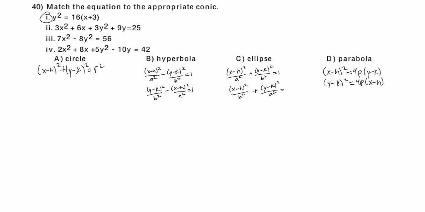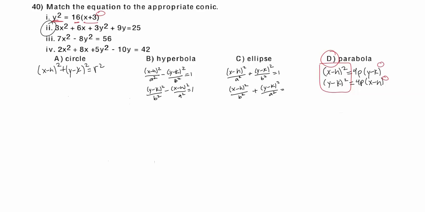So here we have a y squared and then a 16 times x plus 3, but no square on that side. The only conic that matches that would be the parabola, since it has a square on only one side and the other side does not have a square. Whereas all the other conics do have squares on both sides.